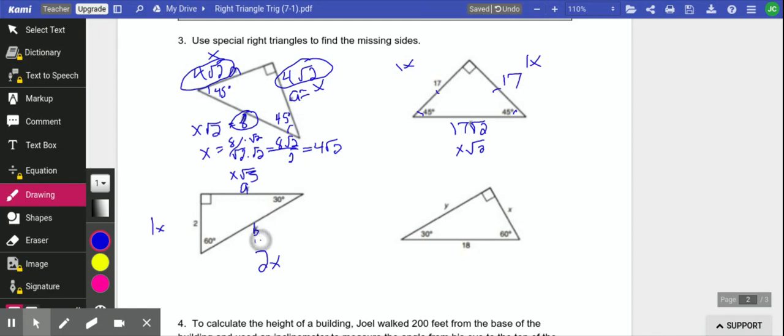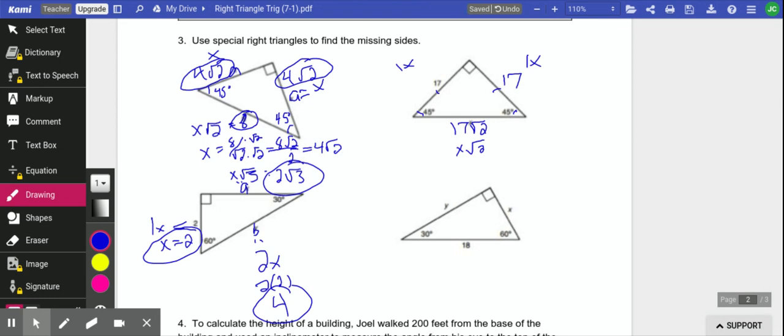B is equal to 2x. We don't know either of those. A is equal to x root 3, but we do know that 1x equals 2. So this tells us that x equals 2. So if we plug that in over here, 2 times 2, that makes this side 4. And if we plug that in over here, this is 2 root 3. So the sides of this triangle are 2, 4, and 2 root 3.